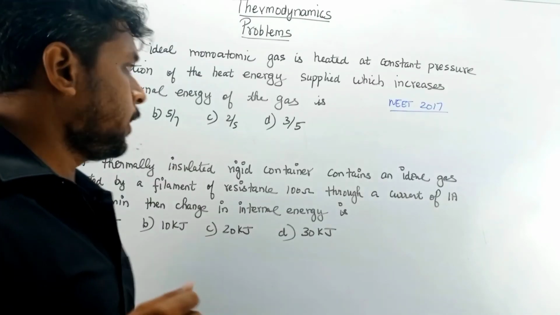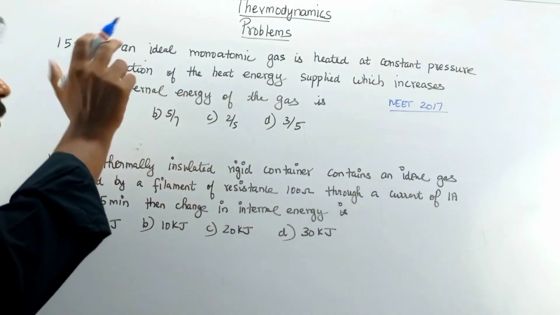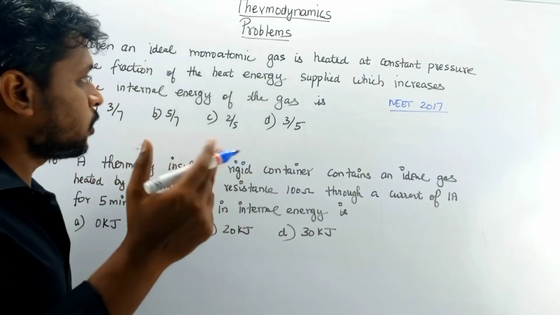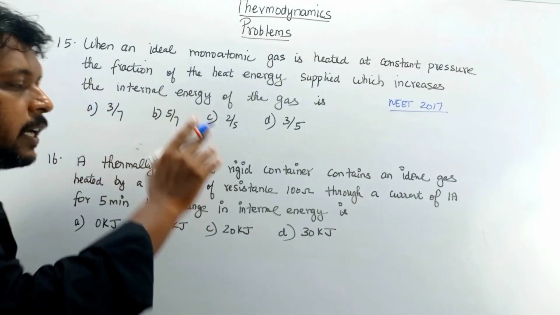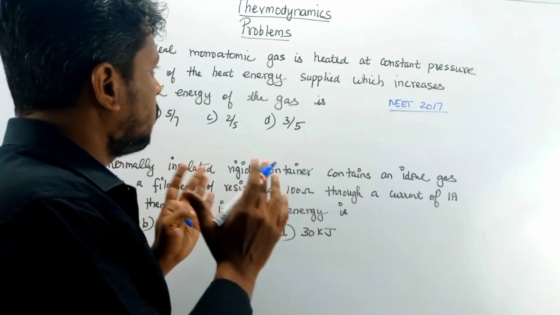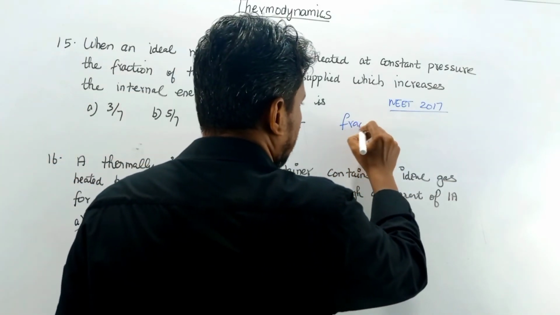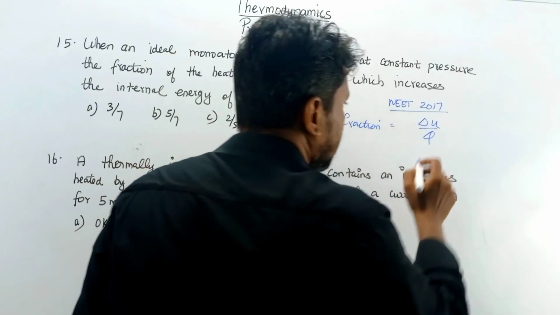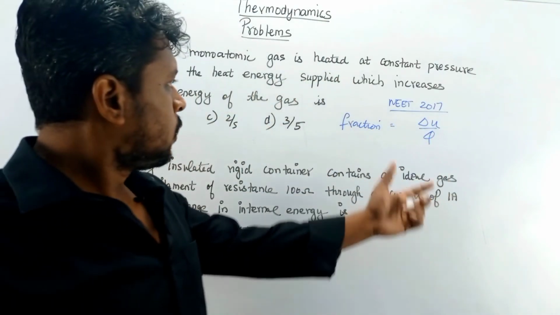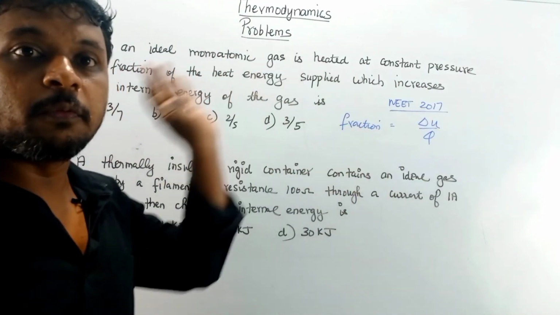So, in case of this 15th problem asked in 2017, see, an ideal monoatomic gas is heated at constant pressure. The fraction of the heat energy supplied which increases the internal energy of the gas. So, we have to find the fraction of the heat energy. Okay, so here the fraction is nothing but the internal energy by heat. So, what is the change of internal energy with respect to the heat? We have to find this fraction.